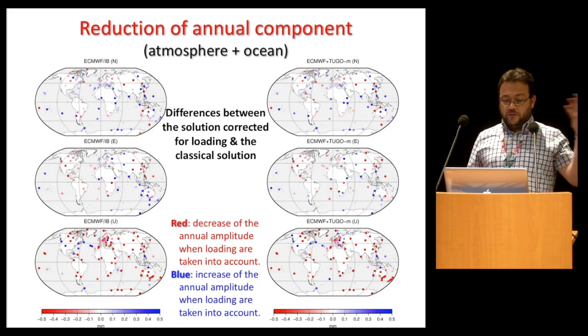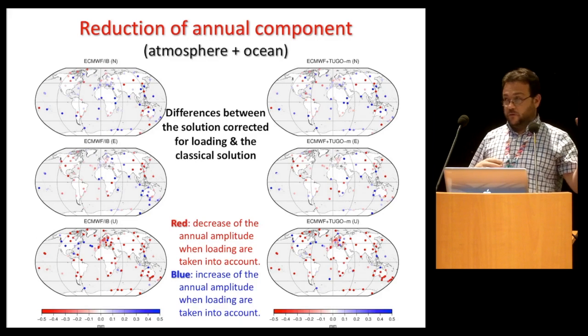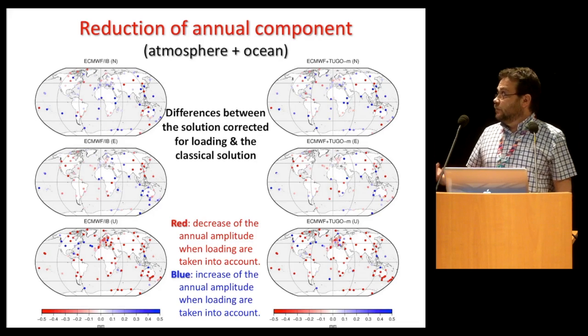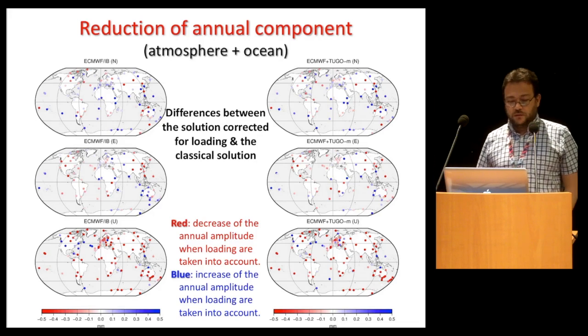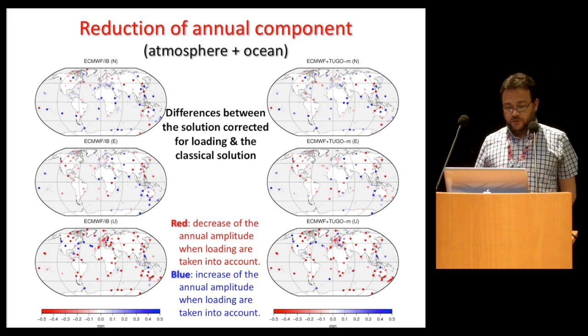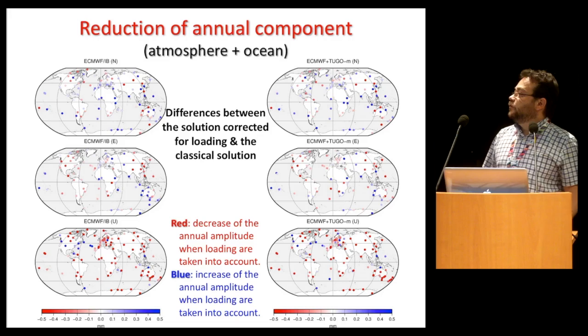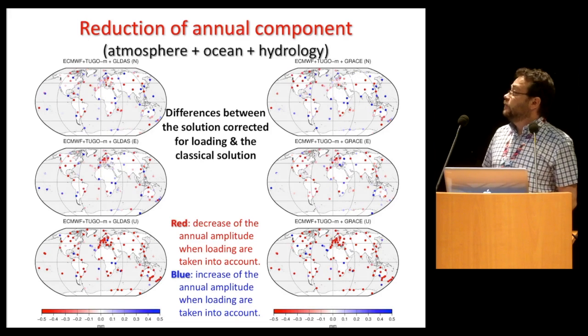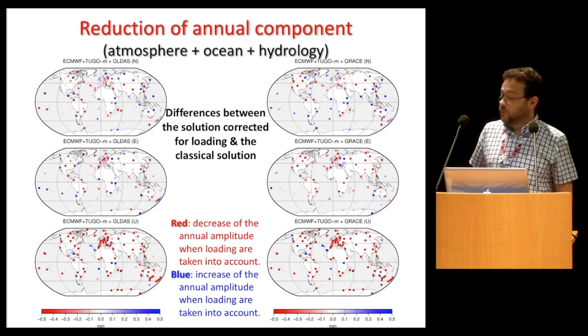It's the annual amplitude of the solution with the load minus the annual amplitude without the load. So again, red means a decrease, blue an increase. So you see mostly for vertical a decrease of the load. And when I add the hydrology, it's even better.